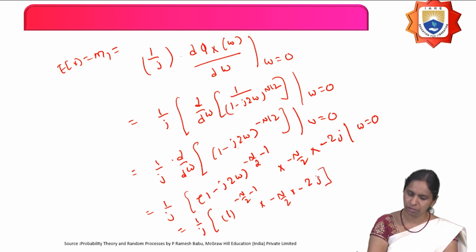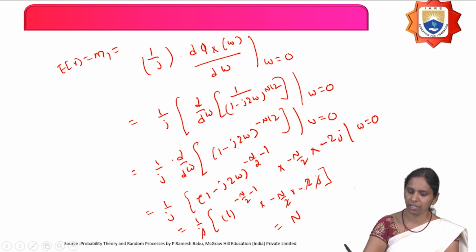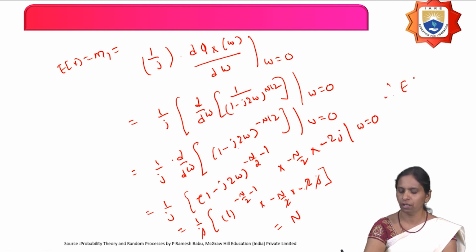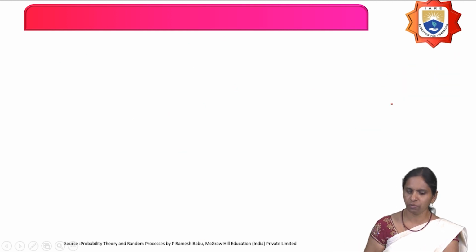Here j will get cancelled, then here 2 will get cancelled. Then minus n into minus, nothing but n. And 1 power minus n by 2 minus 1 is nothing but 1. Therefore, the mean of the given random variable you have got is n.